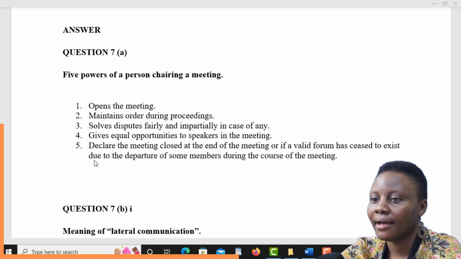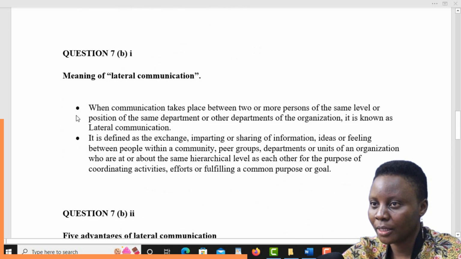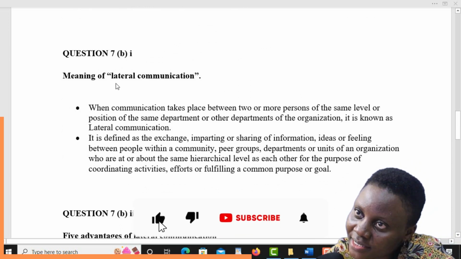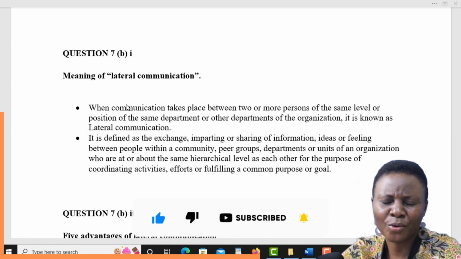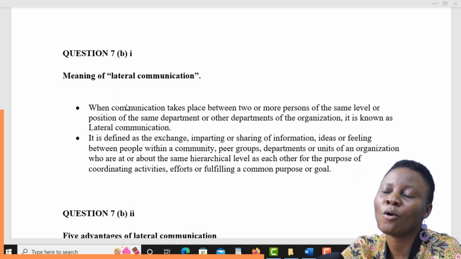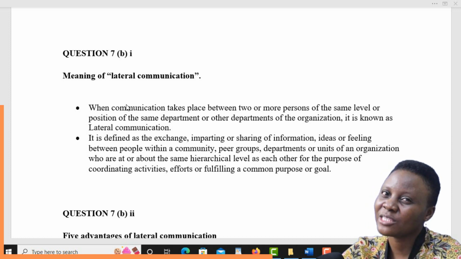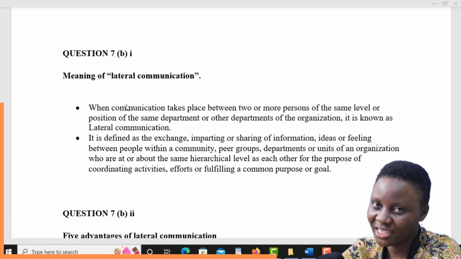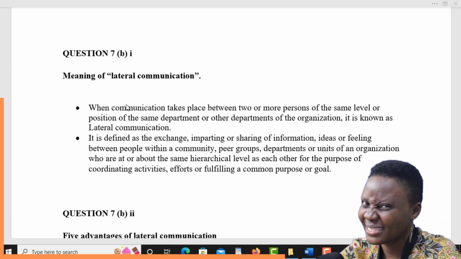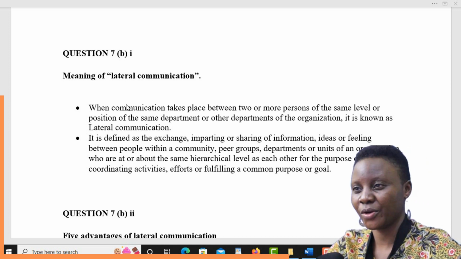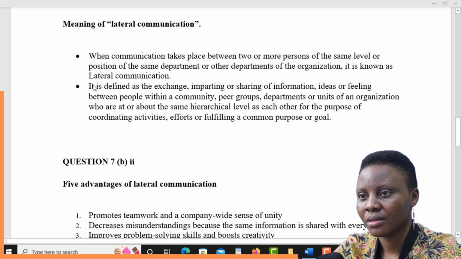And then the second section, 7B, we have B1 and B2. B1 is looking for the meaning of lateral communication. What is lateral communication? Lateral communication is another word for horizontal communication. It is that kind of communication that takes place between people of the same level in an organization. People who are in the same department, for example, that is a lateral kind of communication. So what are the advantages of this kind of communication?